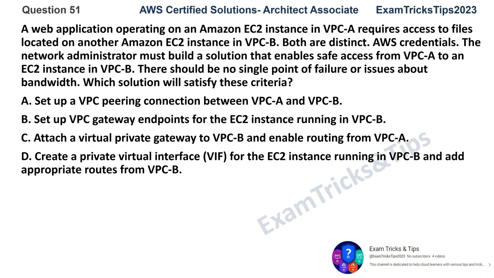A web application operating on an Amazon EC2 instance in VPC A requires access to files located on another Amazon EC2 instance in VPC B. Both have distinct AWS credentials. The network administrator must build a solution that enables safe access from VPC A to an EC2 instance in VPC B. There should be no single point of failure or issues about bandwidth. Which solution will satisfy these criteria?